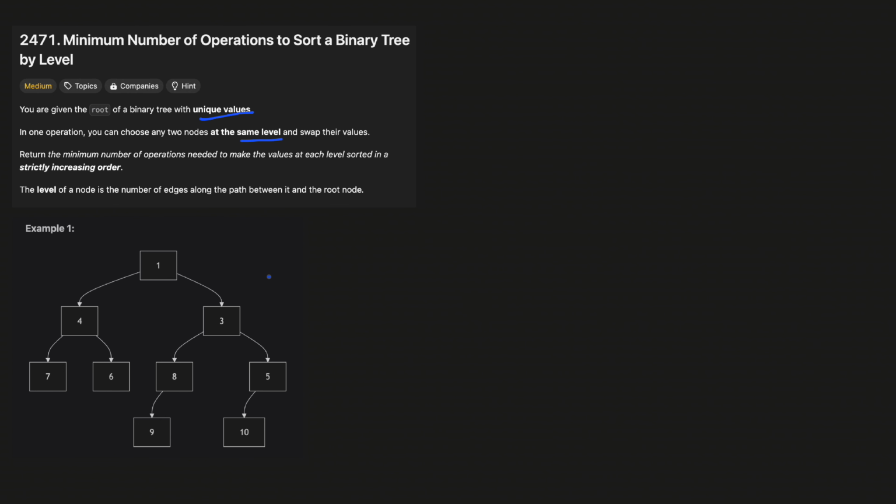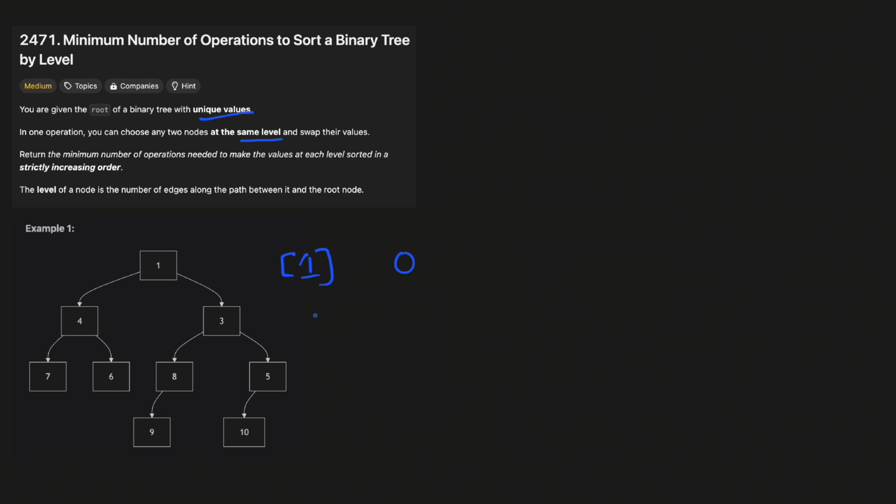Then in example 1, for the given tree, we have 4 labels, label 0, label 1, label 2 and label 3. At label 0, we only have node 1, and since there is only one node, it is already sorted. So the minimum number of swaps we perform at this level is 0.